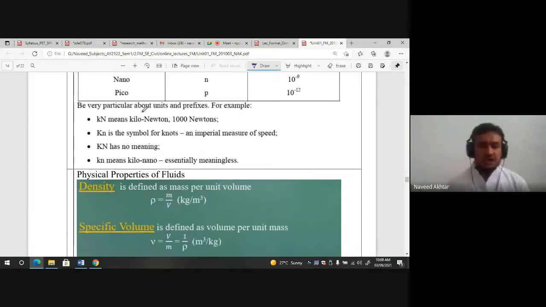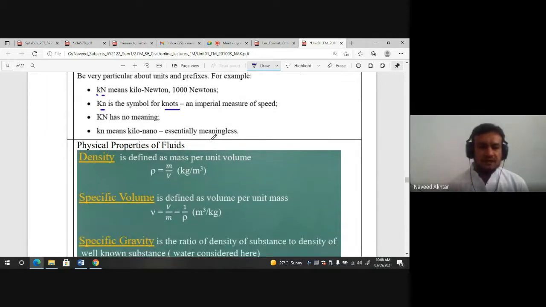Then some important unit prefixes: k should be small for kg or kilometer if you are writing, k for kilo, and N for newton, capital N. Okay, 1 kilonewton is equal to 1000 newton. If you write capital K and small n, this symbol is used for knots, a unit of speed. And if both K and N are capital, there is no such unit. And if k and n both are small, it is kilometers.